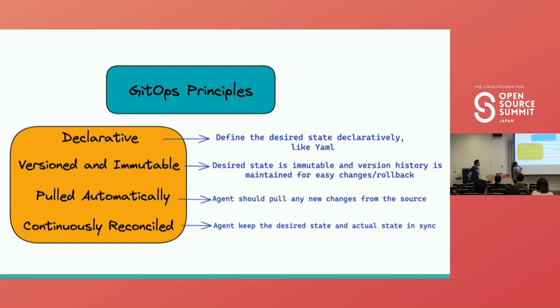Now, coming to the fourth principle, continuously reconciled. The agent keeps the desired state and actual state in sync. This is what I discussed previously, the drift thing. The agent keeps the desired and actual state in sync. So this is the drift detection principle of GitOps.